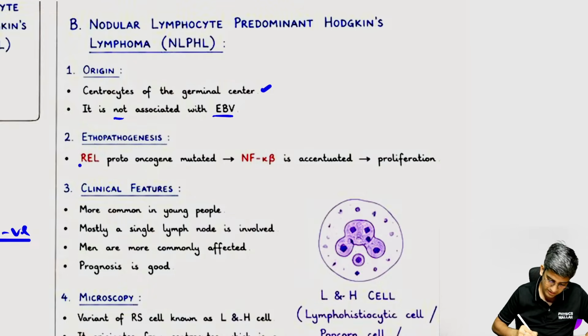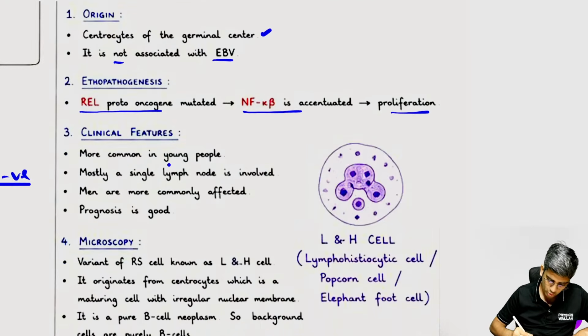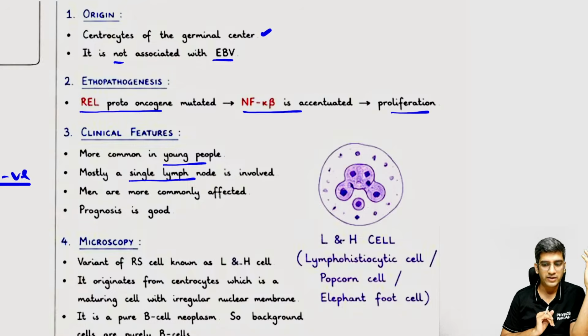Fine. They will have the REL proto-oncogene mutation. Nuclear factor kappa B will be activated, which results in the proliferation, right? More commonly seen in young people, it involves mostly a single lymph node. They don't spread. Good or bad prognosis? Definitely good prognosis, right? Men have a little bit more common involvement here, right?